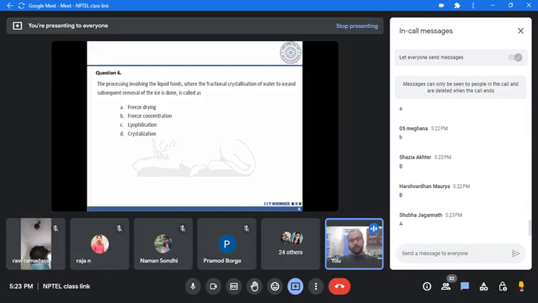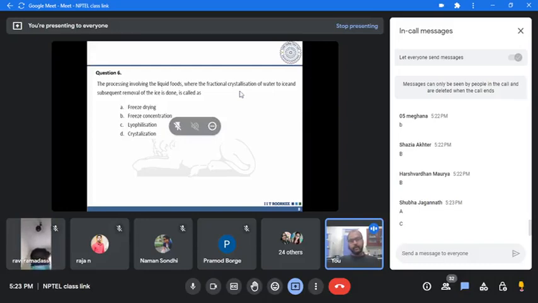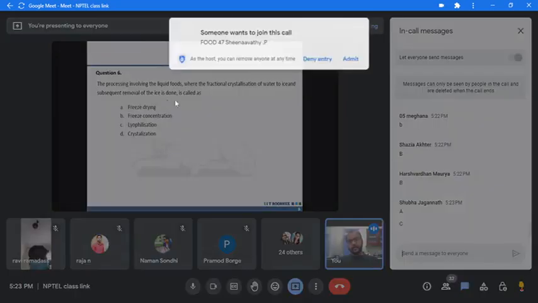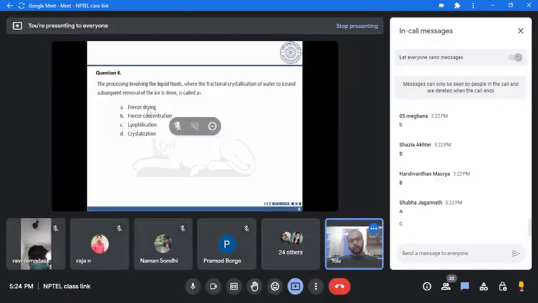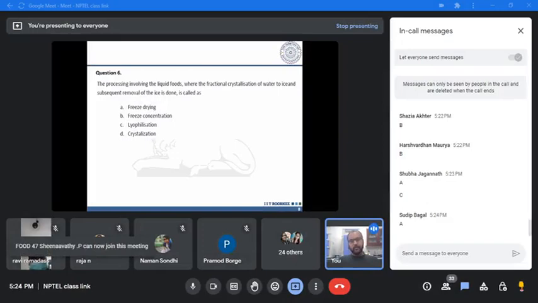Okay, so the answer: the process involving liquid food where the fractional crystallization of water to ice and subsequent removal of ice is done is called freeze concentration. So the answer is freeze concentration.